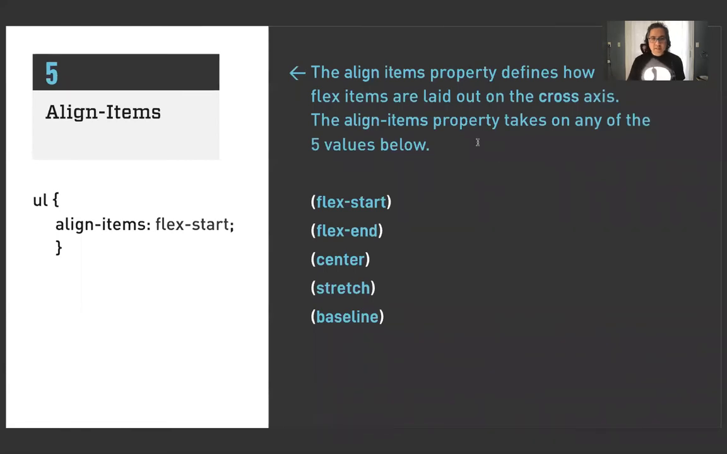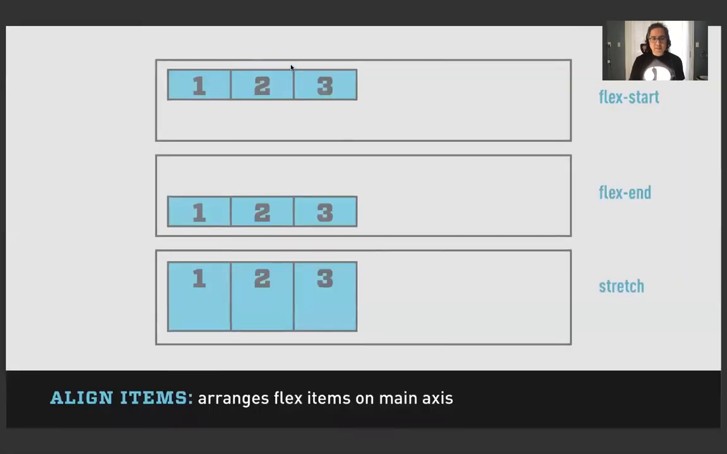With align items, the property defines how the flex items are laid out on the cross axis. So you can have flex start, end, center, stretch, and baseline. So let's see what that looks like. Flex start, they're up at the top here. Flex end, they're at the bottom here. Stretch, they take up the entire height. Center is here. We'll see that in the demo. And baseline, I can show you that as well.